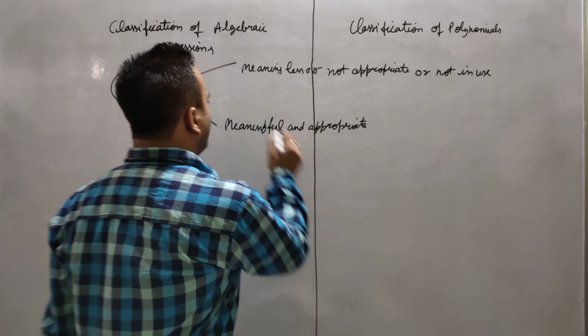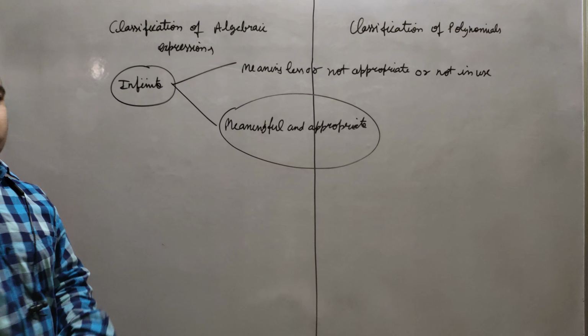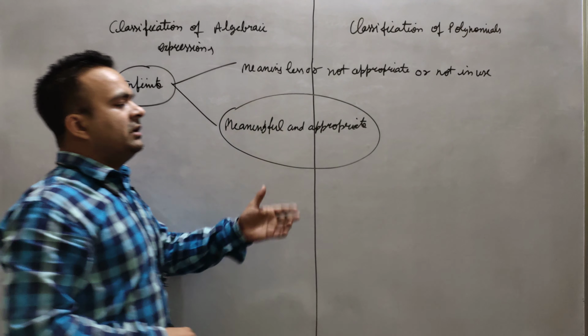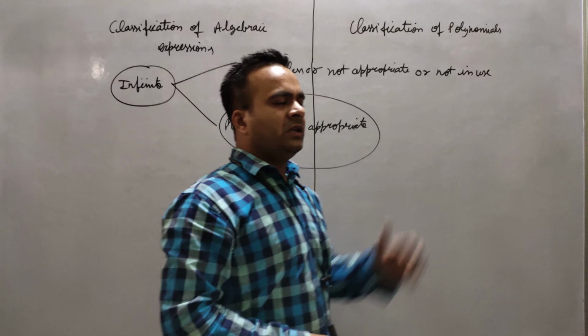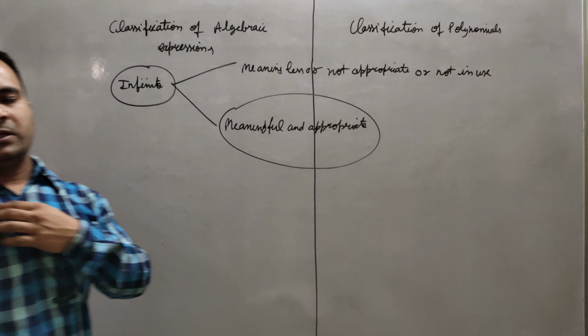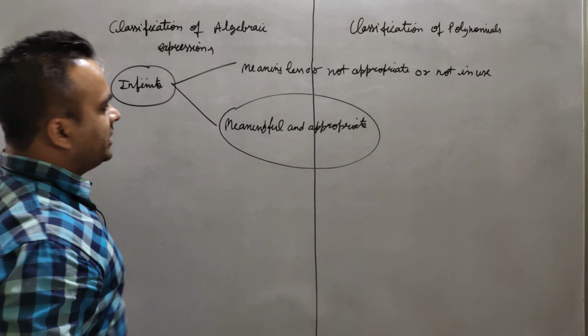So now we have two categories of algebraic expressions, you can see. How can we identify or understand that this expression is appropriate and this expression is not appropriate? What is that criteria? Because that is very, very important to understand. Now what is that criteria?